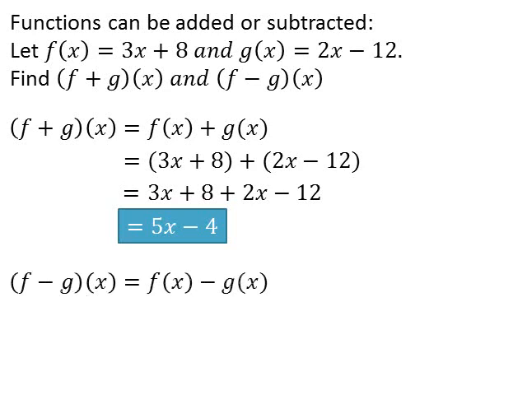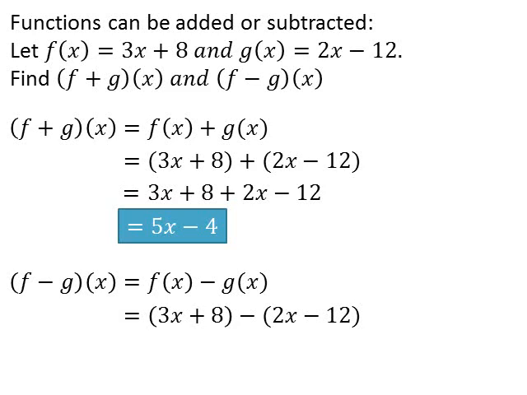I perform a similar thing if I'm doing f minus g. So I do f of x minus g of x. Now this is where it gets important that you put in the parentheses. Because if I have 3x plus 8 for f and 2x minus 12 for g, this time I can't just get rid of the parentheses, because that minus sign means that I have to distribute that minus sign, distribute negative 1, to both terms in the second parentheses.